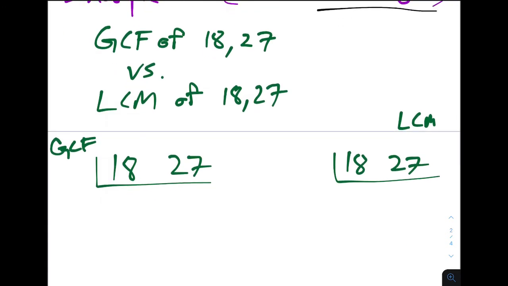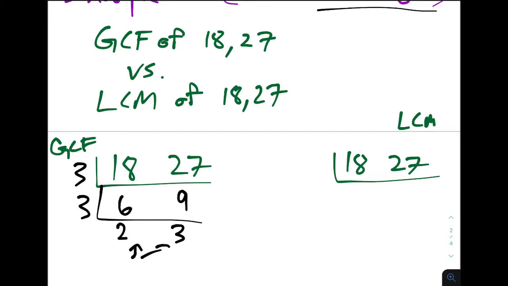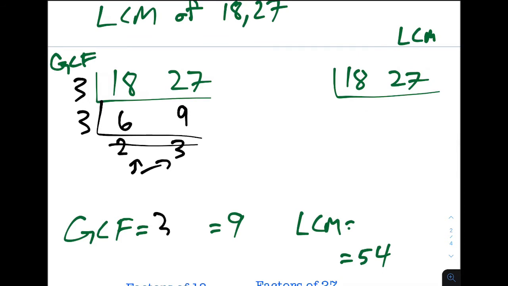So for GCF, we're looking to stop as soon as it gets hard. So 18 and 27, I can divide by 3. 18 by 3 is 6. 27 by 3 is 9. I can go by 3 again. 6 by 3 is 2. 9 by 3 is 3. And now I can't divide both of these by the same thing, so I'm all done. The GCF is 3 times 3, which is 9. So the greatest common factor of 18 and 27 is 9.